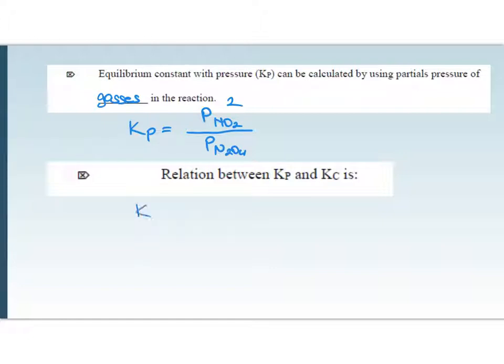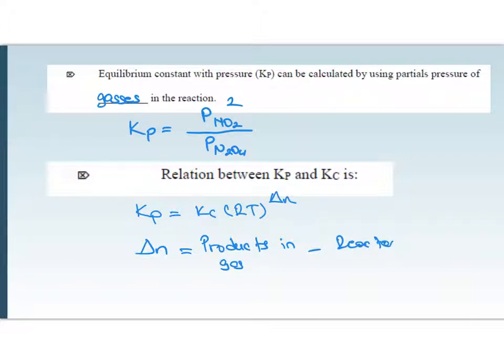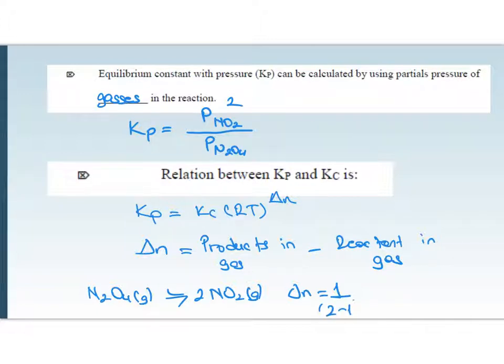In this case, you have a formula. Kp is equal to Kc times RT to the power of delta n. That delta n represents the coefficients of products in gas phase minus reactants in gas phase. For this example, remember the reaction, delta n is equal to 1 here, coming from 2 minus 1.